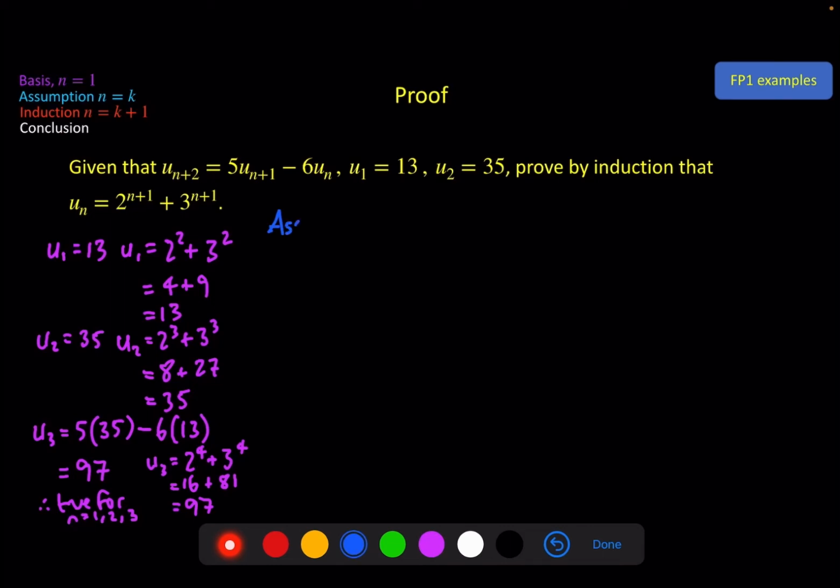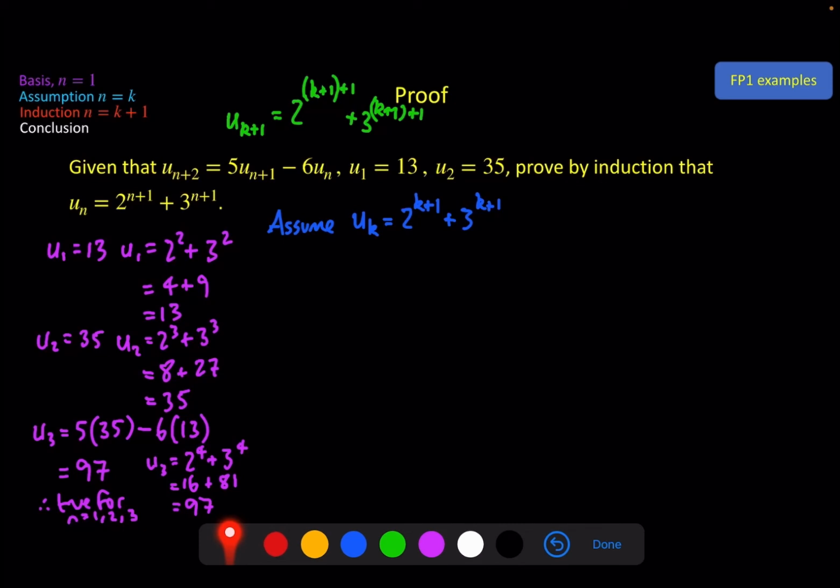Now our assumption step. We're assuming that uk is equal to 2 to the k plus 1 plus 3 to the k plus 1. And we want to prove that uk plus 1 is equal to 2 to the k plus 1 plus 1, so that might look like k plus 2 when I get there, plus 3 to the k plus 1 plus 1, and again that might look like k plus 2 when I finish my working out. Now, we need a k plus 1 on the left, so in order to get that out of this statement, I'm going to need to use n equals k minus 1.